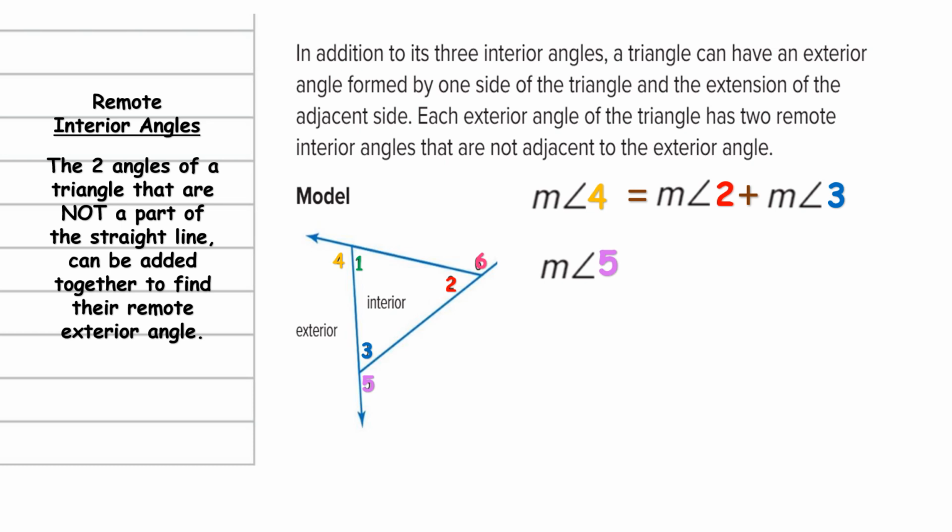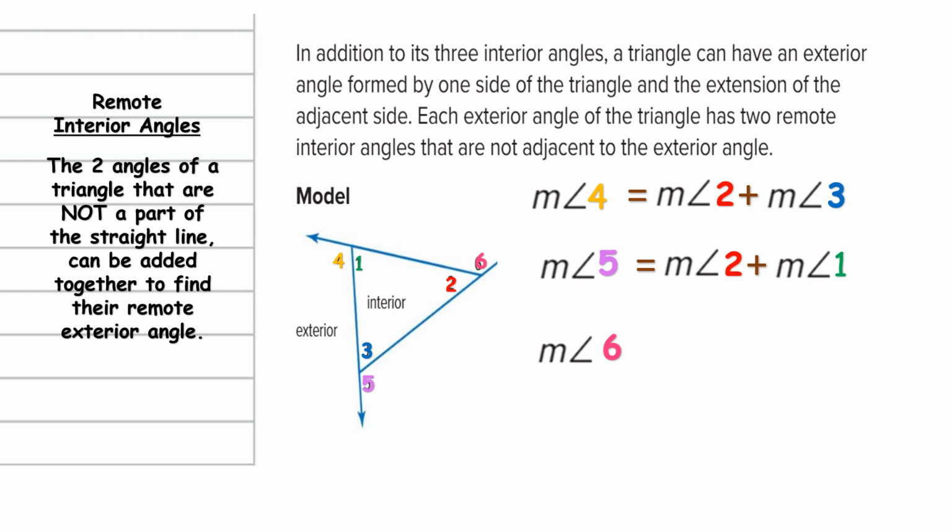But if I don't know the measurement of angle 3, but I know the measurements of 1 and 2, then all I would have to do, since they are remote, not connected to the angle 5, interior, inside the triangle angles, is add the measurement of angle 2 and the measurement of angle 1, and then I can get the measurement of angle 5.